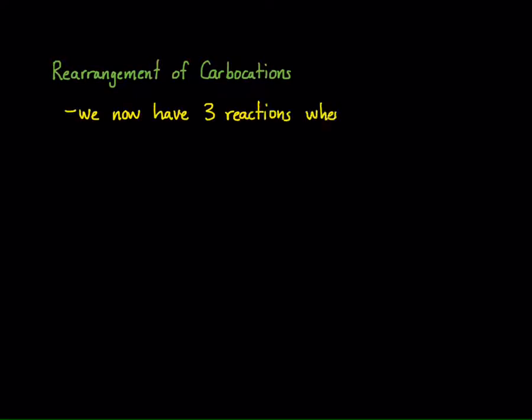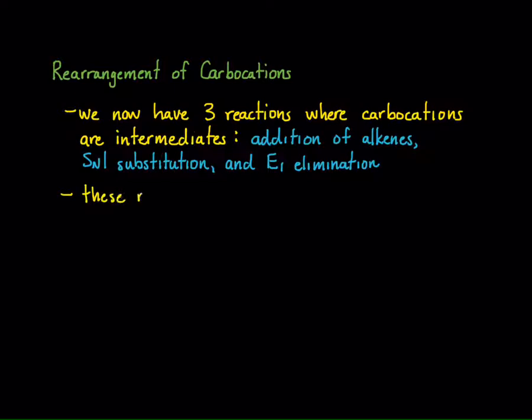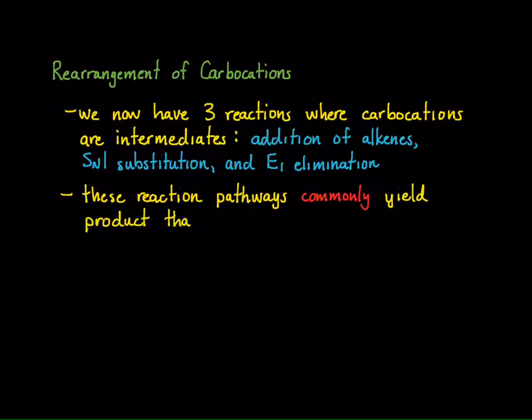We now have three different types of reactions where carbocations are intermediates. We've seen carbocations in the addition of alkenes, right? The formation of a carbocation is in addition reactions. We've seen that carbocations form when there's an SN1 mechanism. And we've seen where carbocations form in an E1 mechanism as well. And these reaction pathways commonly yield products that must result in what we call a rearrangement.